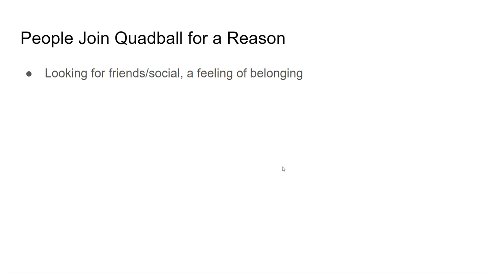So people I find generally join Quadball for a couple reasons. There's three, but people often focus on one of these. So one is people are looking for friends or a social event. They're looking for a feeling of belonging. So you'll find this especially when people have moved to a new area. They're looking to get to know people. And for these people, having you remember their name or having that post-game social where they can just chat with people is going to be really important to them. And that's what's going to keep them coming back and being a part of your team.